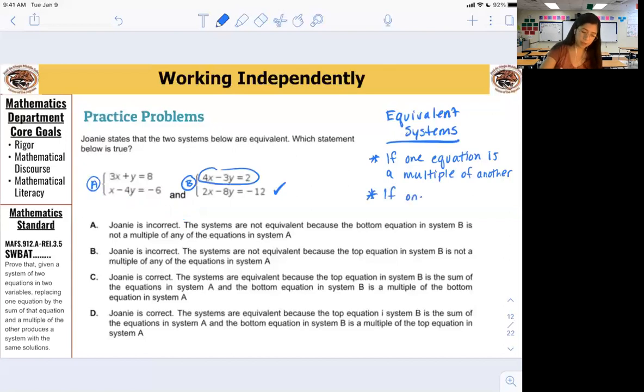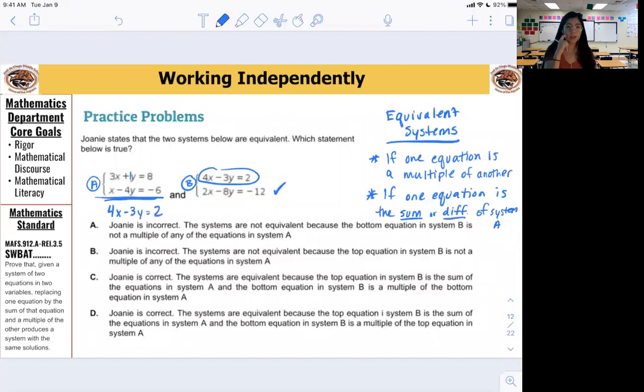If one equation is the sum or difference of system A. Notice how if I add this, just like we usually do with elimination, we can add the equations together. That would be 3 plus 1, that's 4. 1 minus 4 is -3. And 8 minus 6 is 2. So see how that matches? The sum of system A is the top equation of system B. So I chose B.